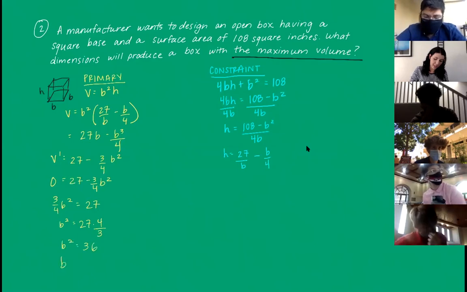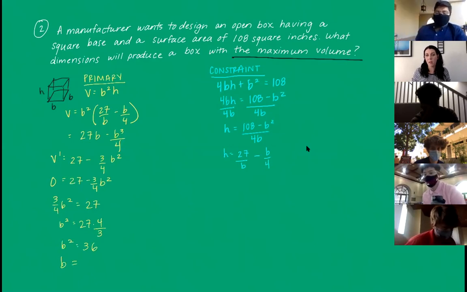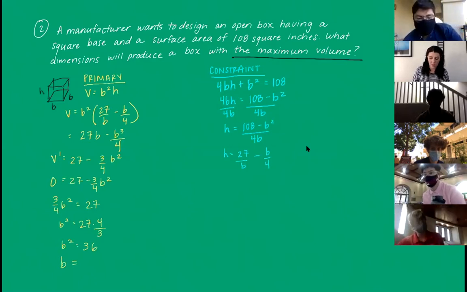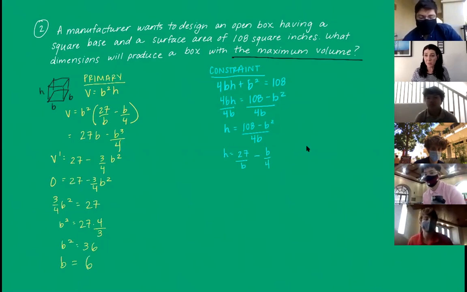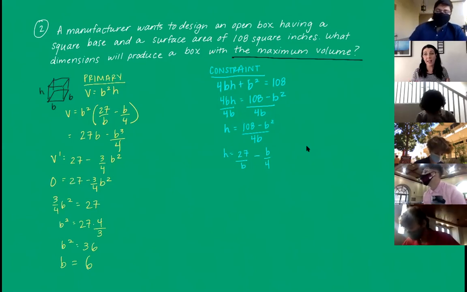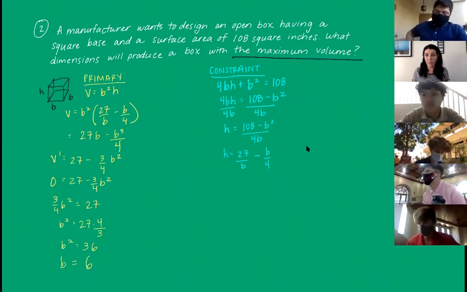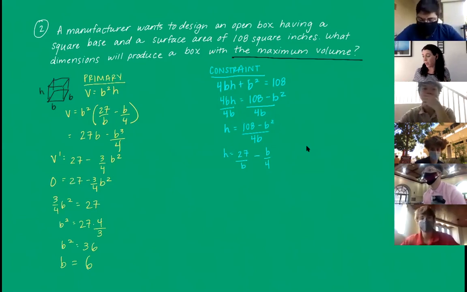So we would technically get B equals plus or minus 6. Mateo, why does only the plus 6 make sense? Because you can't have a negative measurement. Yeah, we can't have a negative dimension. So sometimes negatives will make sense in the problem. In this problem, it doesn't really make sense. So we get B equals 6. Now, that's not our final answer, right? We needed that to find our final answer.